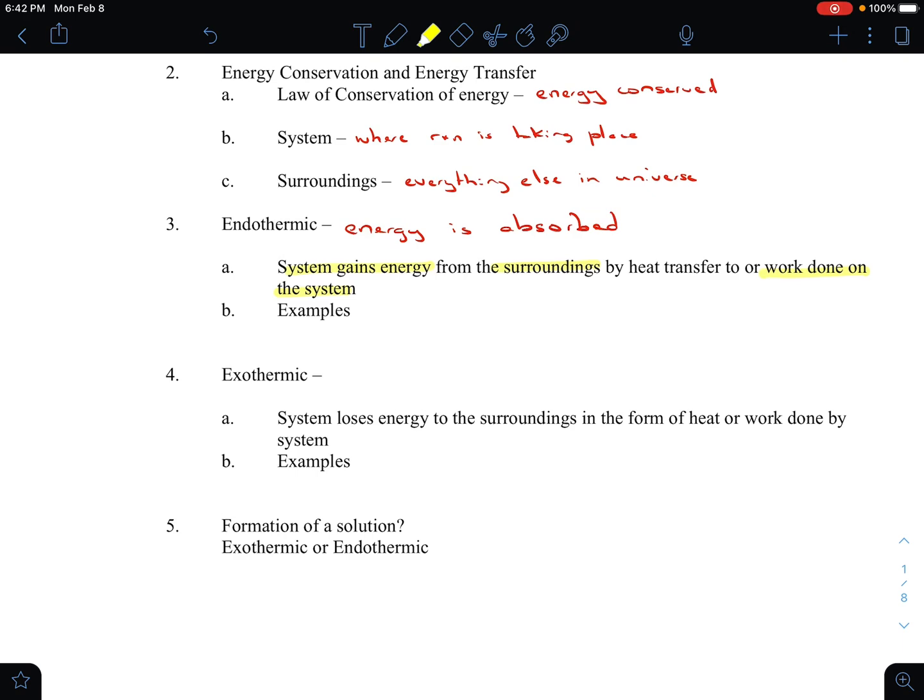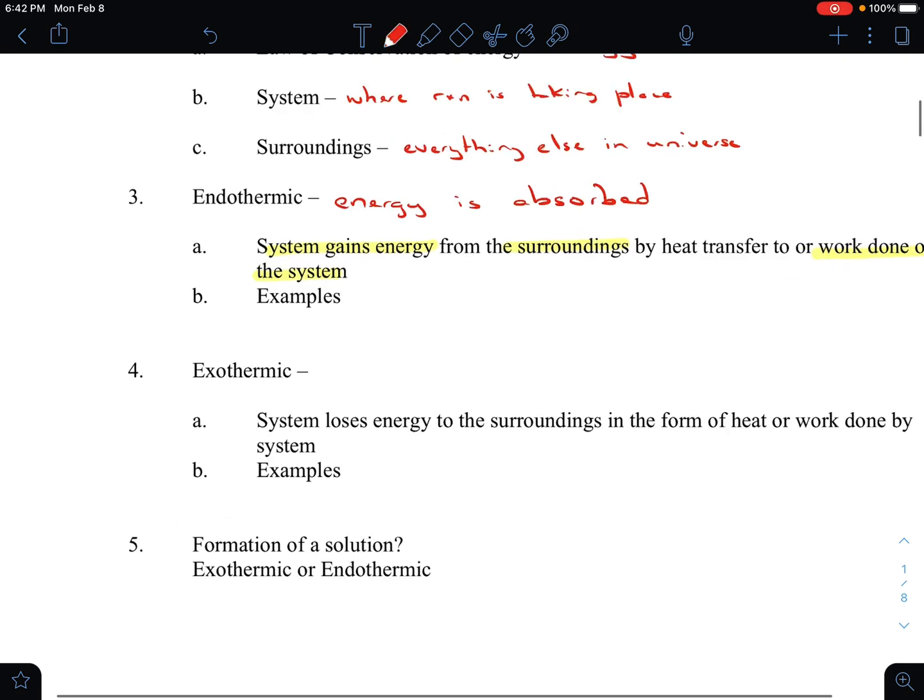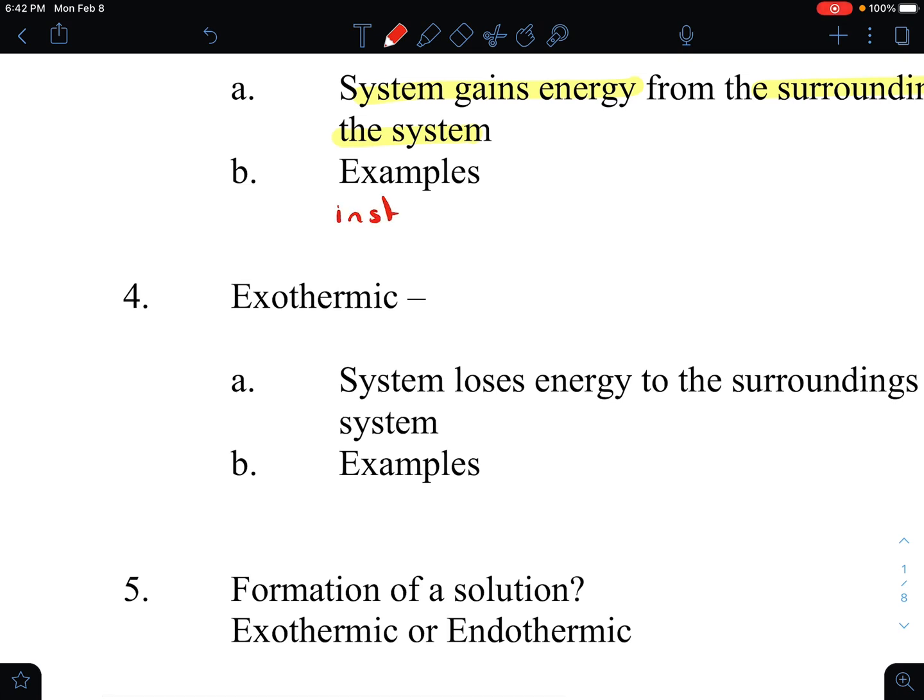Some examples of this, for instance, we have our instant ice pack. These come in first aid kits, right? Somebody gets hurt, so you pop it and it will get cold. That's the chemical reaction right there. Another one would be dissolving baking soda in water. If you actually feel this one, it'll feel cool to the touch when you dissolve baking soda in water. So that's endothermic.